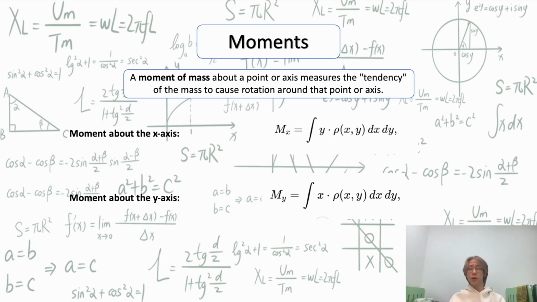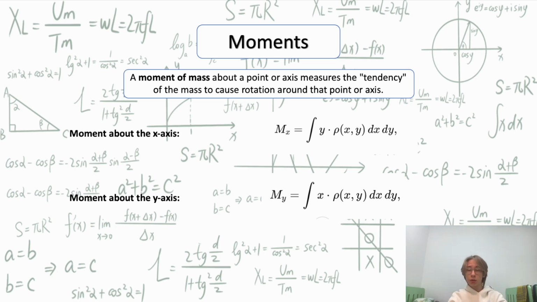So let's move to another one, the moments and the center of mass. Let's start with the moment. A moment of mass about a point or axis measures the tendency of the mass to cause rotation around that point or axis. For example, we have a center of mass and it can start rotating around the point.